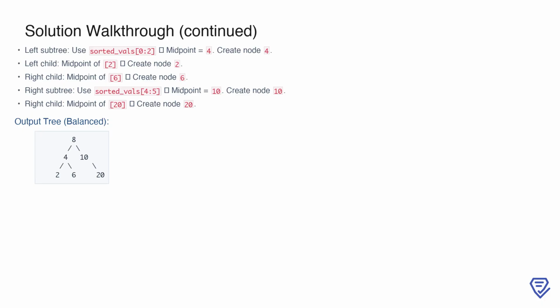For the right subtree of the root, we use the values after the midpoint, 10, 20. The midpoint of this subarray, 10, becomes the right child of the root. Finally, the value after 10, which is 20, creates node 20 as the right child of 10. The output is a balanced binary search tree with 8 at the root, 4 and 10 as its children, and their respective subtrees balanced. This completes the process of balancing the tree.